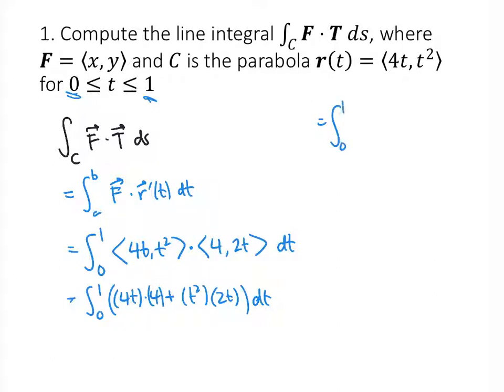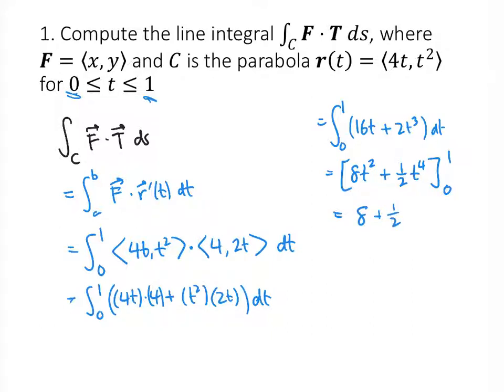So now it's just a little bit of algebra and Calc 1. 4t times 4, that's 16t. t squared times 2t, that's 2t cubed. And so we're integrating that from 0 to 1. The antiderivative of 16t is 8t squared. The antiderivative of 2t cubed is 1 half t to the fourth. Plug in 1, plug in 0, and subtract. When we plug in 1, we get 8 plus a half, and when we plug in 0, we get 0. So this is just 17 over 2.